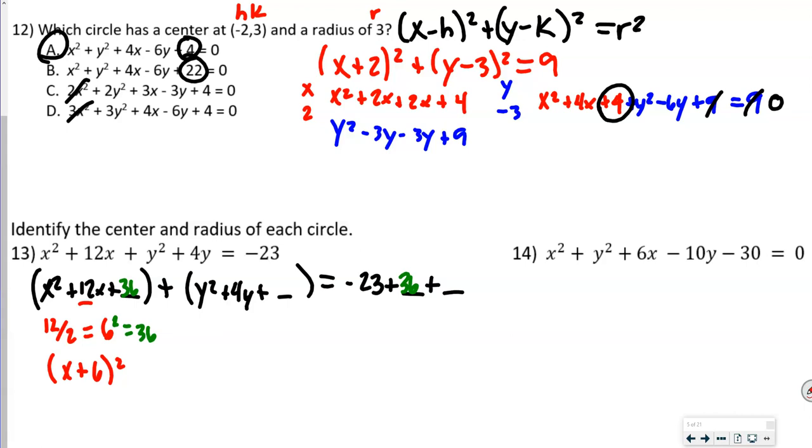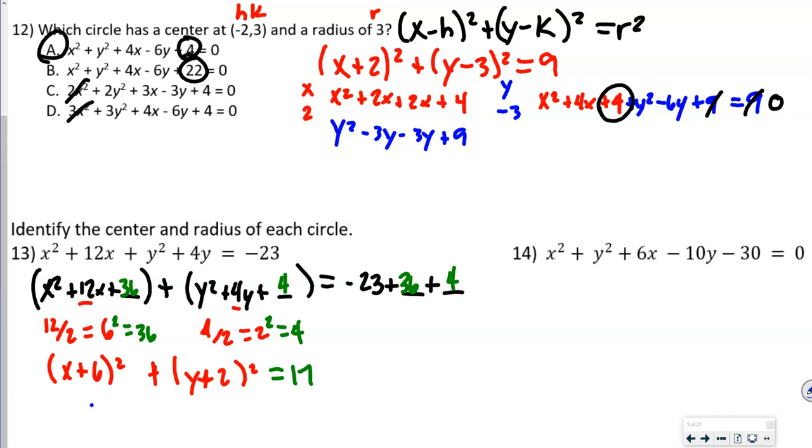So now we're going to do the same thing with the 4. So we're going to take the 4 right here and divide it by 2. So that's going to give us y plus 2 squared. Okay, and then we're going to square that term and stick it back up there as well. So that's going to give us 4. Okay, now we need to combine all those terms on the right side of the equal sign. So when I did that, I got 17. Okay, so now we need to find the center and the radius.